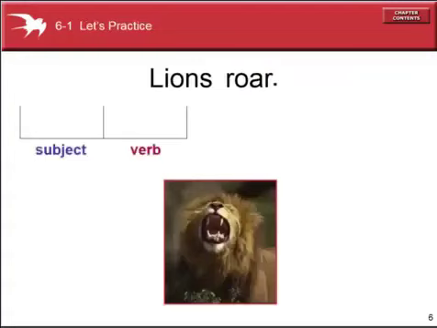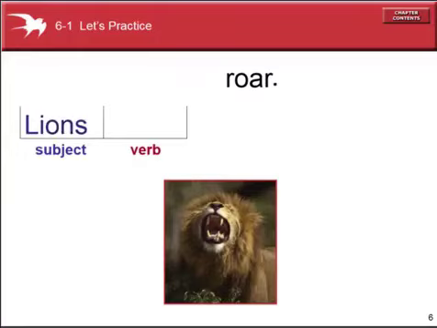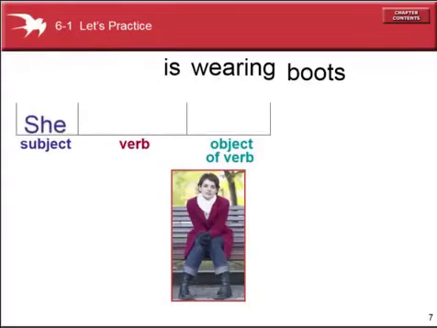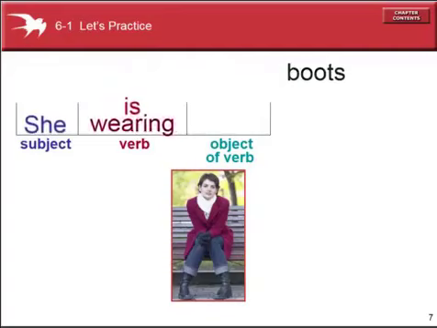Let's practice. Lions roar. Lions is a noun. Here lions is a subject. Roar is a verb. Look at another sentence. She is wearing boots. She is a subject, wearing is a verb, and boots is the object of the verb.